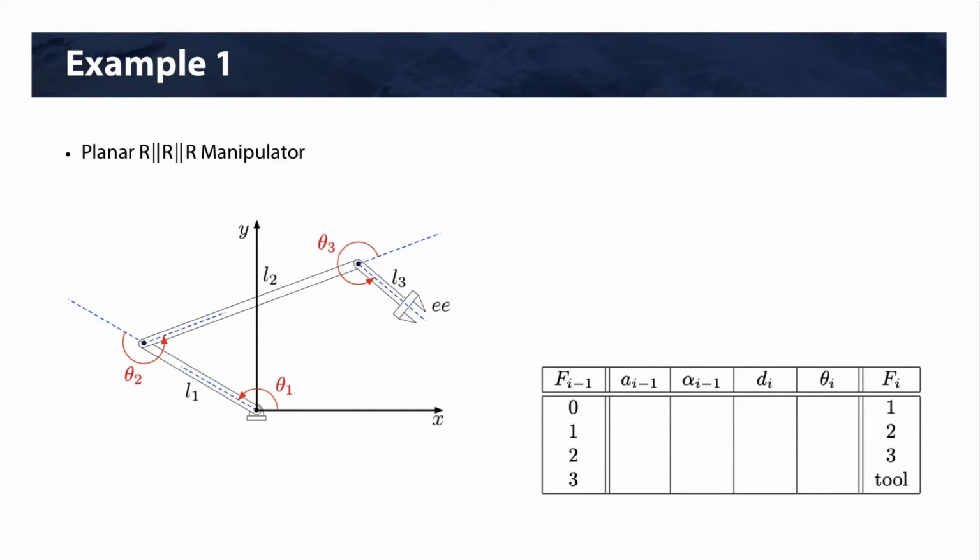The first example we're going to look at is the planar 3R manipulator that we've looked at in other examples. It is a revolute, parallel, revolute manipulator because it's in the plane. That means Z1, Z2, and Z3, the joint axes, are all coming out of the page, and they're all parallel to each other.